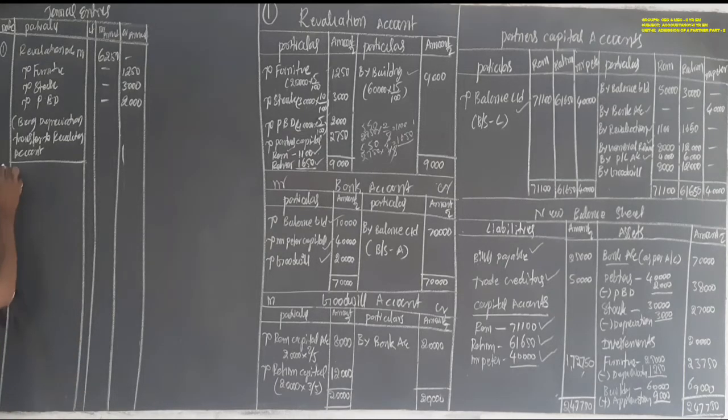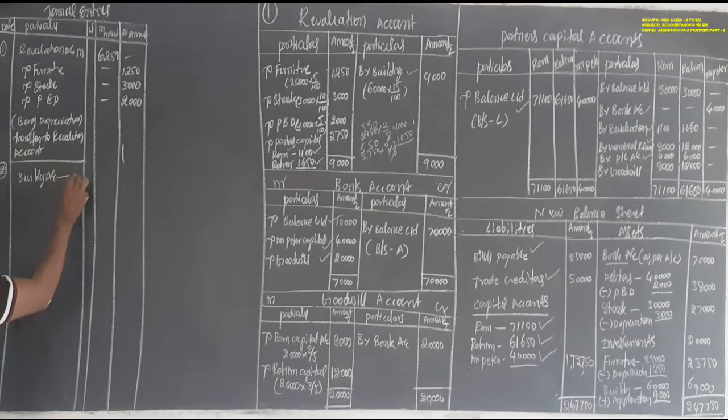Next, the second entry, from the appreciation point of view. Write down building account debit, to revaluation.